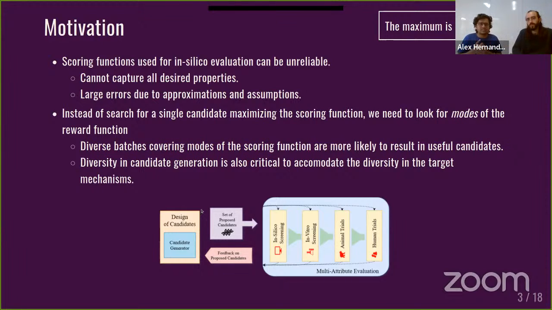So for instance, let's consider the problem of discovering small molecules which can bind to ligands to stop their activity. Ideally, what we would want is to discover drug-like small molecules which can actually achieve this within humans. So we administer this particular small molecule to humans, and it will reduce the activity of a particular disease ligand and so on.